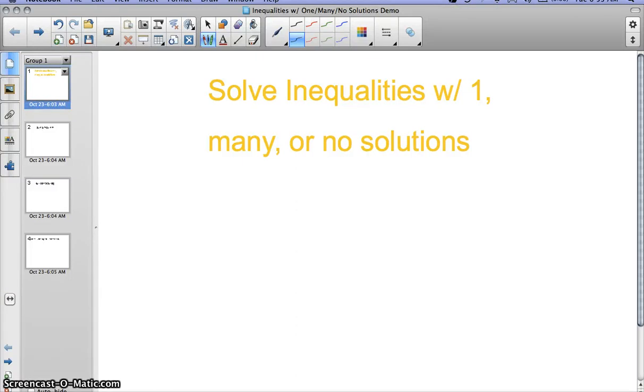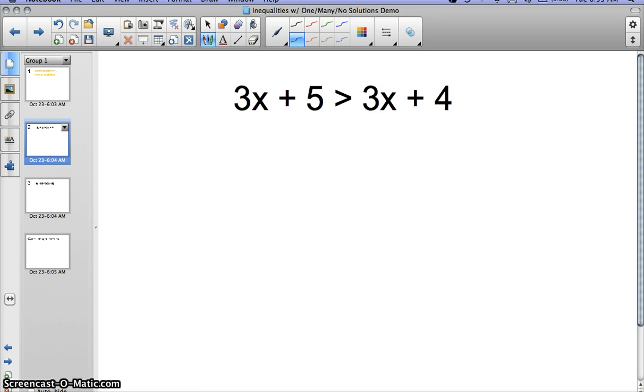Good morning, everybody. Today we're going to talk about solving inequalities with one, many, or no solutions. Just like equations with one, many, or no solutions, inequalities are practically the same. So here we go. Alright, first equation. We've got 3x plus 5 is greater than 3x plus 4. So let's go ahead, set up our t-chart, and solve it just like we would any other equation.